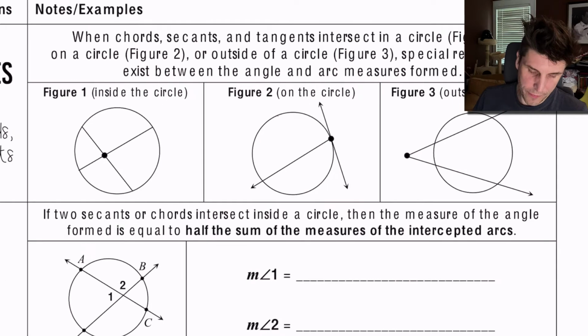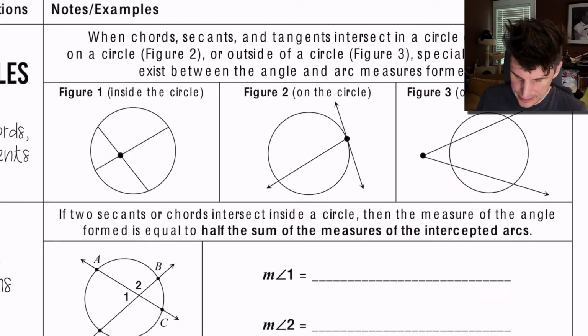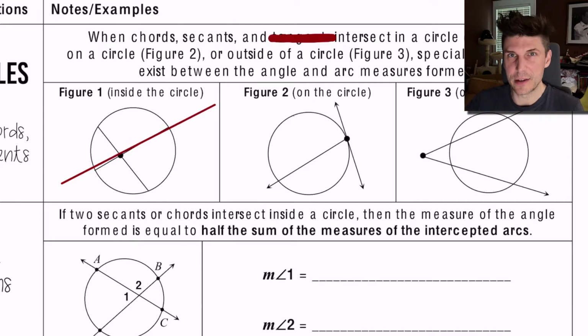So the first one, in figure 1, the description is actually incorrect on these notes. It says, "When chords, secants, and tangents intersect in a circle," figure 1. I want you to take a look at that and see what's wrong with the original statement. If you guessed that tangents are not featured in that diagram, you're correct. Those are only chords. And the reason they say secants is because these chords could hypothetically also extend beyond the shape and still have that same relationship.